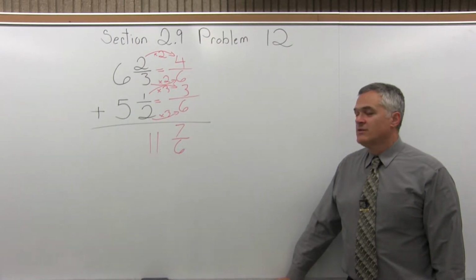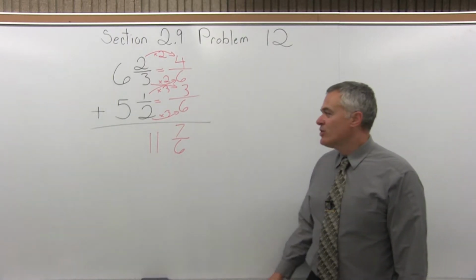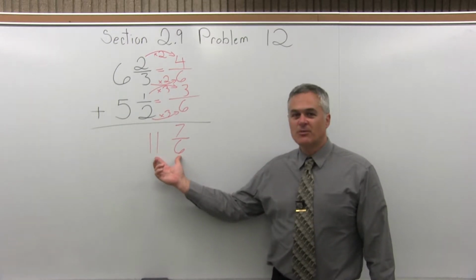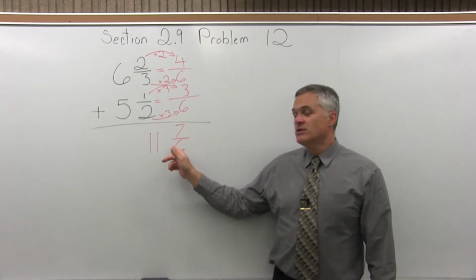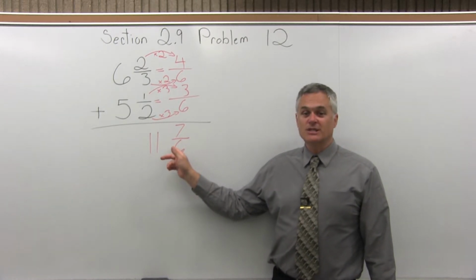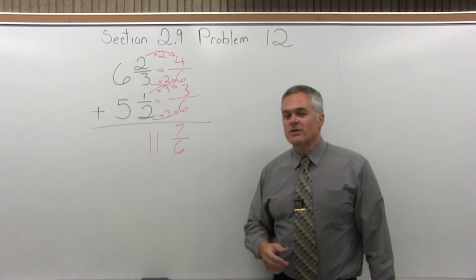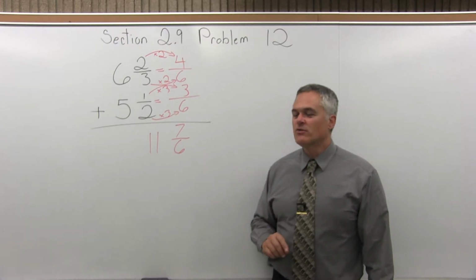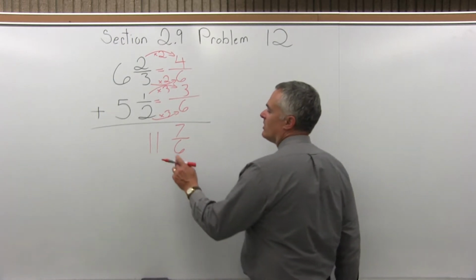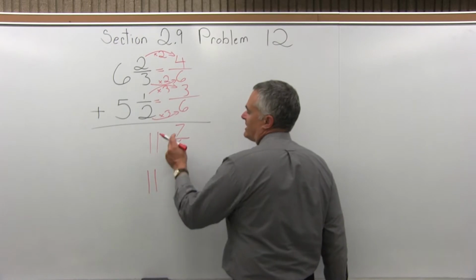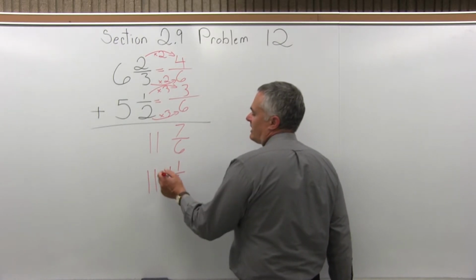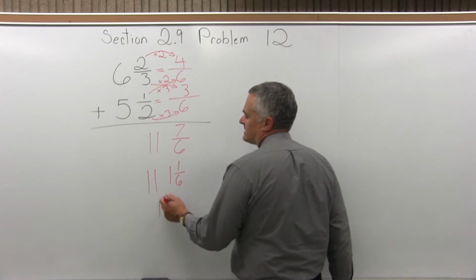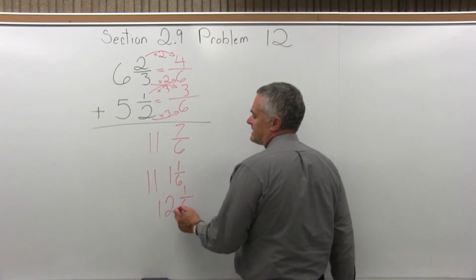So what I have here is the answer, but it's really not in a good form. What I have is a mixed number combined with an improper fraction, right? The numerator is bigger than the denominator. That's what an improper fraction is. It really should be one or the other. So that is the answer, but it's not in a good form. What I really have is 11 and 7/6, and 7/6 is 1 1/6. So I have 11 plus another 1 1/6, which is 12 1/6.